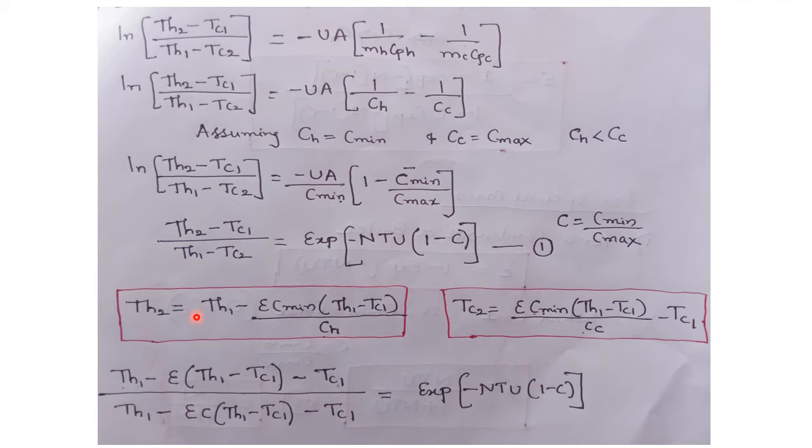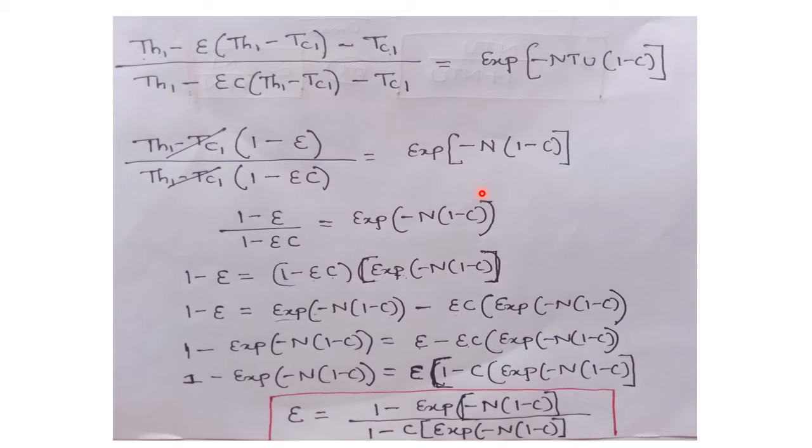So I have substituted both the Th2 value and the Tc2 value in equation 1 here. Th2 is given by this equation, minus Tc1 as it is, divided by Th1, which I have kept as it is, minus the Tc2 value. This will be equal to the exponential of minus NTU in the bracket 1 minus C. The equation remains as it is.